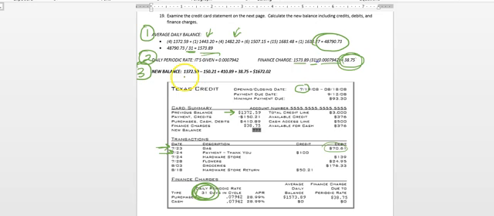So the third step is to calculate your new balance. You take your previous balance, which you get from your statement, minus any credits, and that's also from your statement. I have $150.21 in credits, plus any finance charges you did, plus your new charges, and that gives you your new balance.